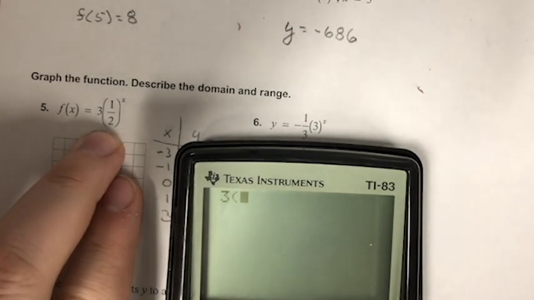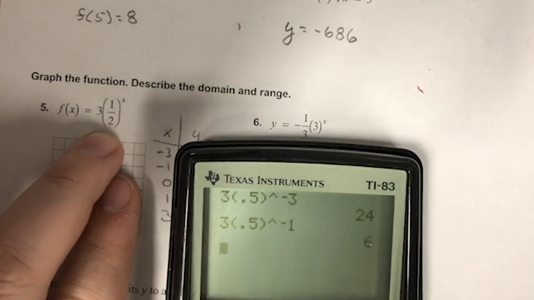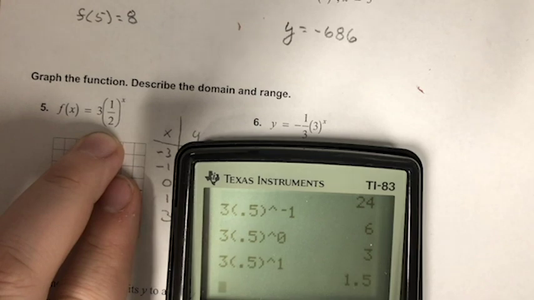So 3 times 0.5 raised to the -3rd power gives me 24. The next one, 3 times 0.5 raised to the -1 gives me 6. Then 3 times 0.5 raised to the 0 power gives me 3. Then 3 times 0.5 raised to the 1st power gives me 1.5. Then 3 times 0.5 raised to the 3rd power gives me 0.375.